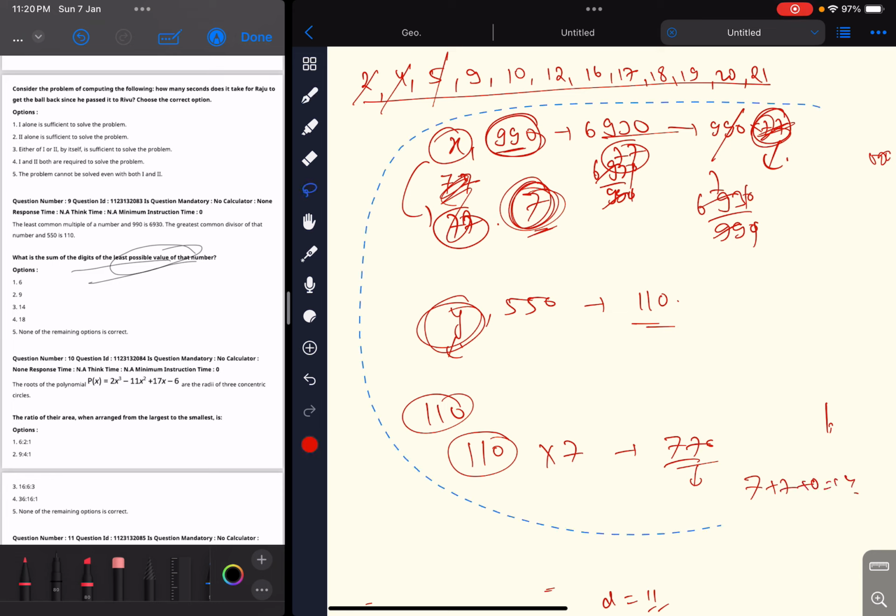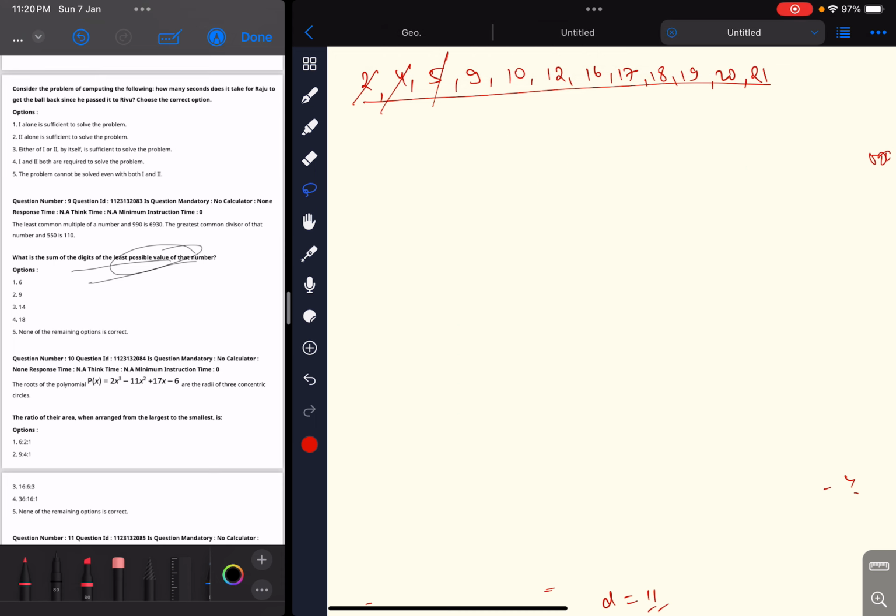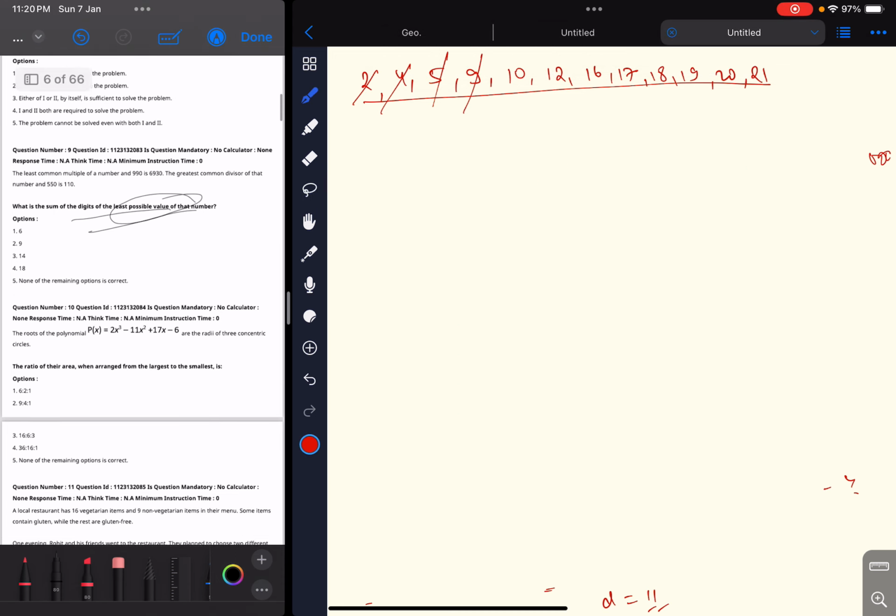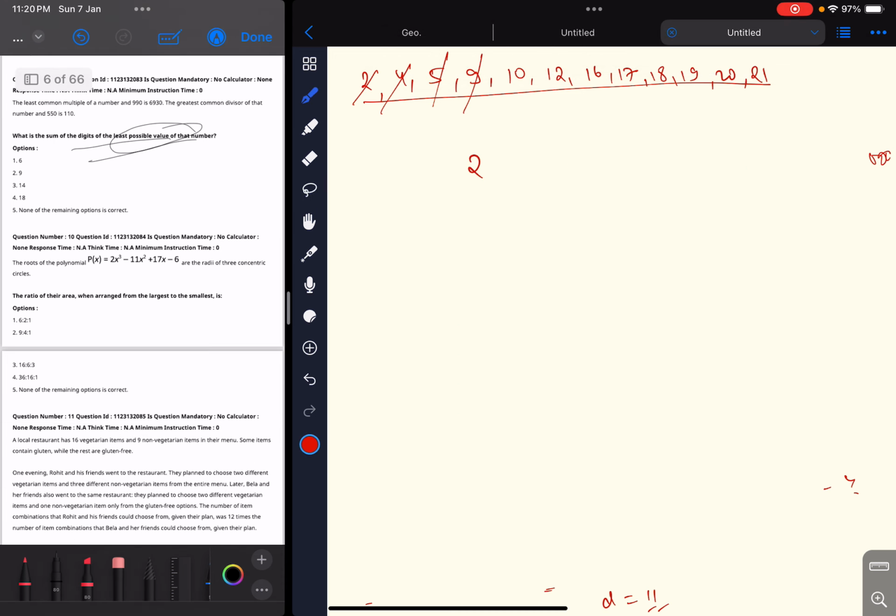Okay, next one. 9 is done. Question number 10, good one again. 2x cube minus 11x square plus 17x minus 6. Okay, so as always told, for such questions we always do one thing, we do hit and trial and solve. Okay, 1 won't satisfy, because in 1 we'll get 2 minus 11 plus 17 minus 6. Okay, this is 6 minus 6, and we'll get 2. Okay, so 1 won't satisfy.